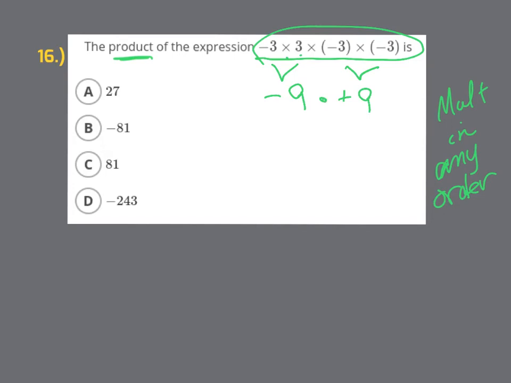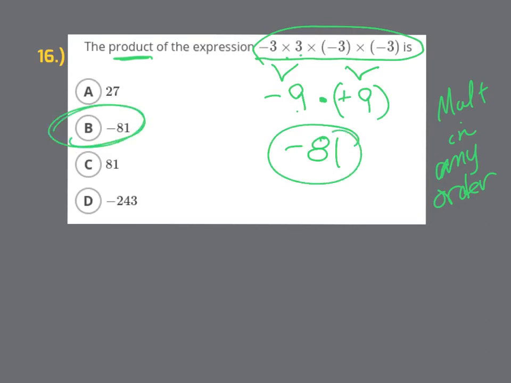Well, all of a sudden, I have a problem that I think is easier for most of us. We've got -9 times +9. 9 times 9 is 81. A negative times a positive is negative. My answer is -81. Aren't you glad we should be very careful here about our signs? Because usually in most assessments, you're going to see both numbers there, one positive and one negative, because they like to do that to us.